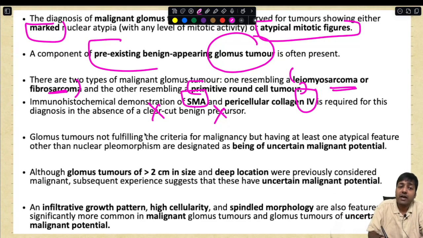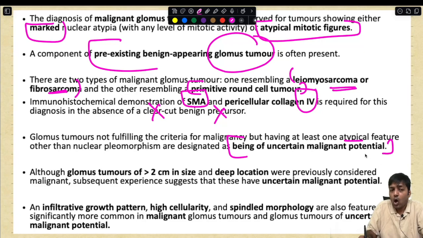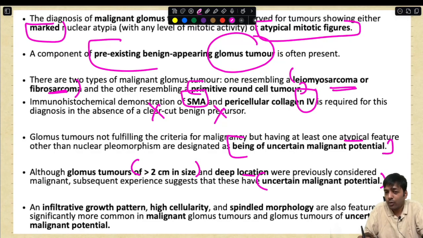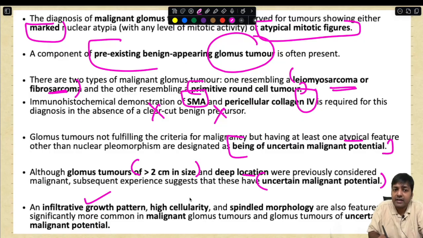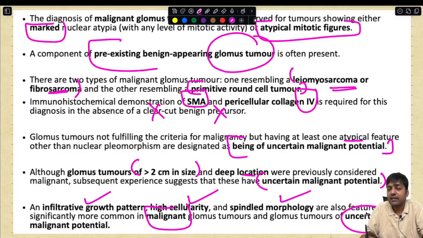Now, glomus tumors which are not fulfilling the criteria for malignancy but have at least one atypical feature other than nuclear pleomorphism are designated as being of uncertain malignant potential. Although glomus tumors more than 2 cm in size and deep location were previously considered malignant, subsequent experience suggests that these have uncertain malignant potential. So you cannot regard them as malignant glomus tumor. An infiltrative growth pattern, high cellularity, and spindled morphology are also features significantly more common in malignant glomus tumors and glomus tumors of uncertain malignant potential.